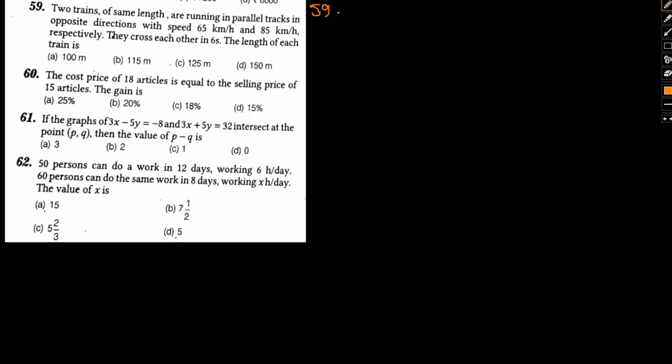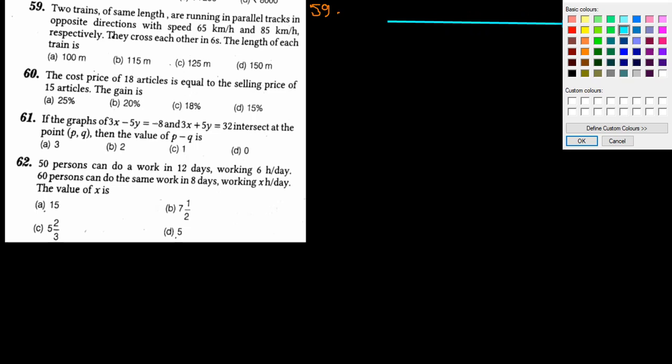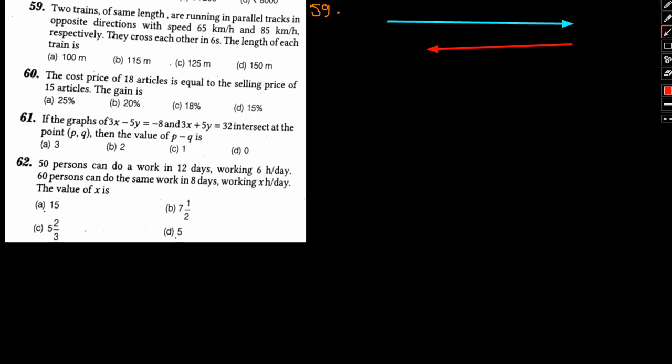Two trains of same lengths are running in parallel tracks in opposite directions, with speeds 65 km per hour and 85 km per hour respectively. They cross each other in 6 seconds. The length of each train is? So let's try and understand something. One train is going in this direction, and another train is going in this direction. They are going in parallel tracks. This one's speed say is 65 km per hour and this one's speed be 85 km per hour, and they cross each other in 6 seconds.